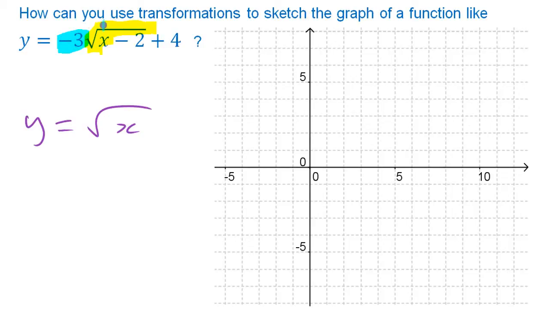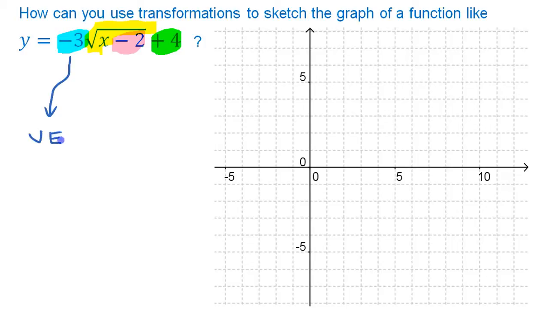You have this negative 3 out in front. You have this subtract 2 inside there. Okay, x has been replaced with x minus 2. And then on the end here, you've got this plus 4. You have to think about how all those things affect the graph. That negative 3 out in the front is going to represent a vertical stretch and a vertical reflection. Okay, so it's going to be a vertical expansion by a factor of 3, and it's also going to be a vertical reflection.